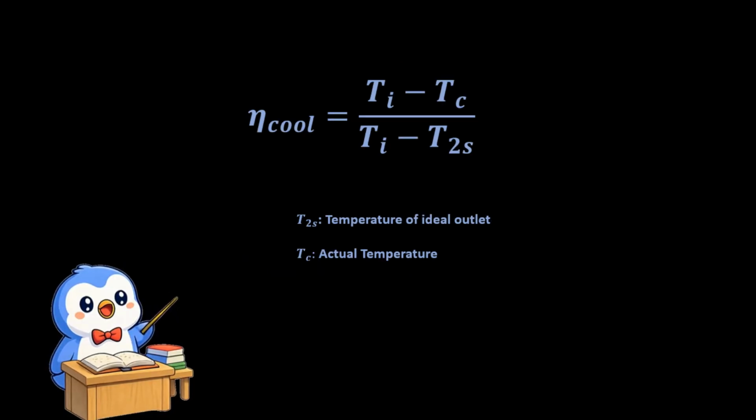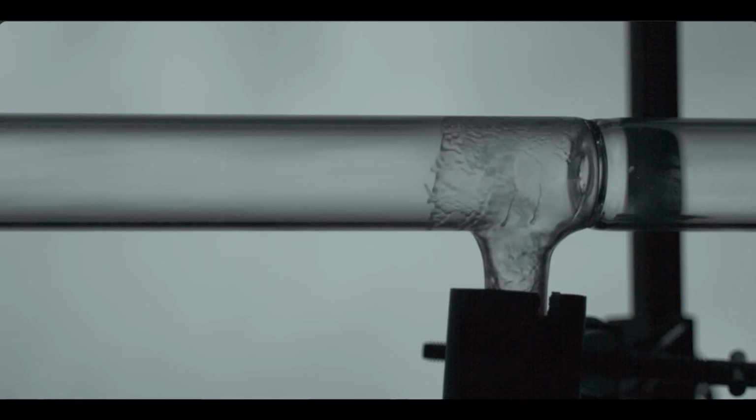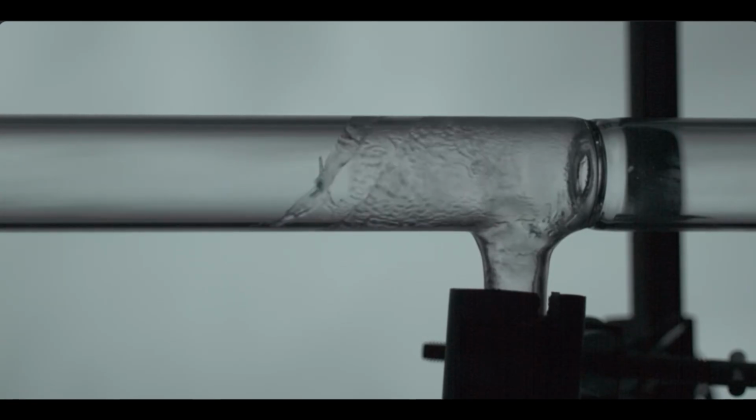If we call the ideal outlet temperature Ts and the actual cold outlet temperature Tc, then we can define an isentropic cooling efficiency as the following. The numerator is the actual cooling achieved by the vortex tube. The denominator is the ideal cooling predicted by reversible isentropic expansion. This ratio tells us how much of the ideal cooling potential the real device is capturing. If that number is close to 1, the device is performing near the ideal limit. If it is much lower, then irreversibilities such as turbulence, viscous dissipation, shear, and mixing are consuming much of the available pressure energy.